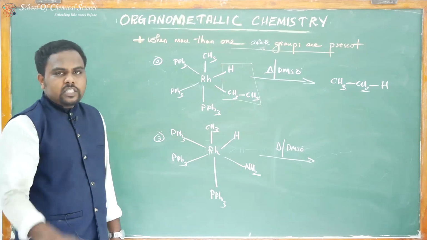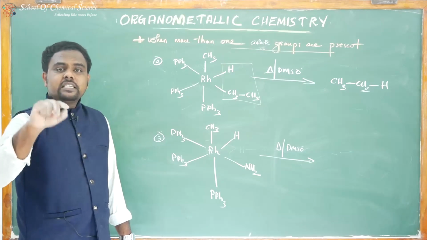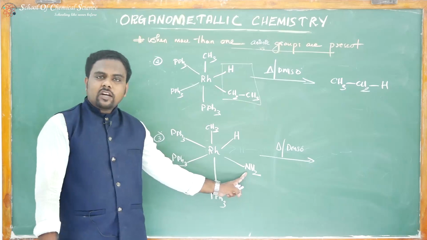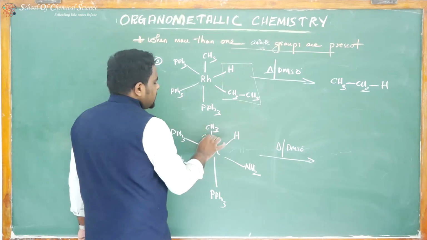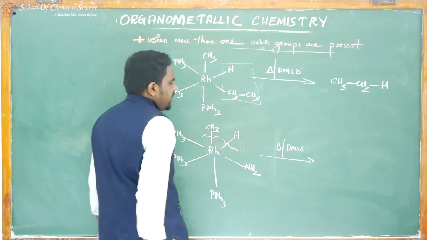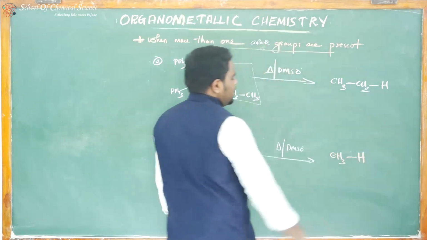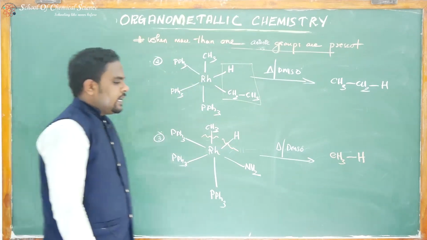What is the order of elimination? CH, CC, CH, HH, CC, then only CX. X is here nitrogen, a heteroatom. Heteroatom elimination has the least probability. So definitely CH3 and H will be eliminated. So your product will be methane, CH4. Clear? Next question.